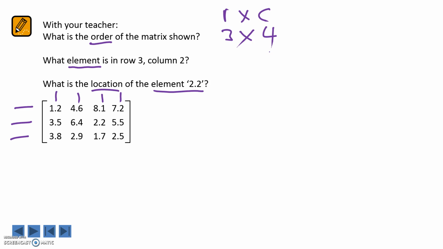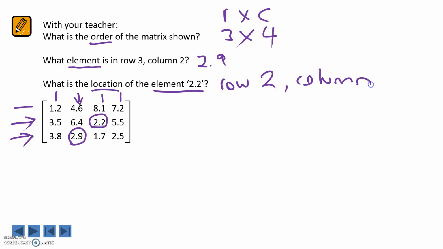What element is in row 3, column 2? So here's row 1, 2, here's row 3, and we're looking for 1, 2, column 2. So it's number 2.9. Alternatively, we want to maybe find the location of a particular element. So here's our element 2.2. It's in row 2, column 1, 2, 3.